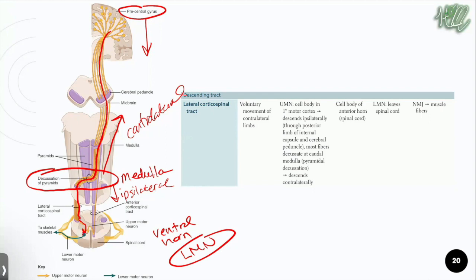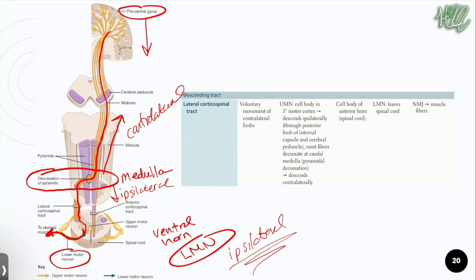So there we go. Now we exit out as a lower motor neuron through the ganglion. And that is where we always have our ipsilateral response. Always, lower motor neuron is always ipsilateral. Always.